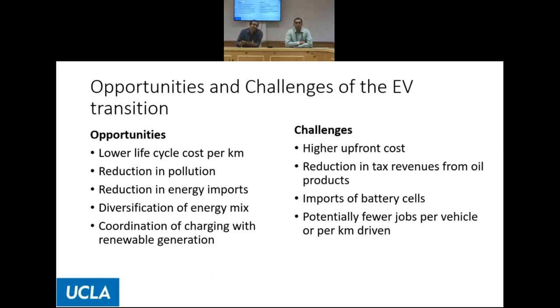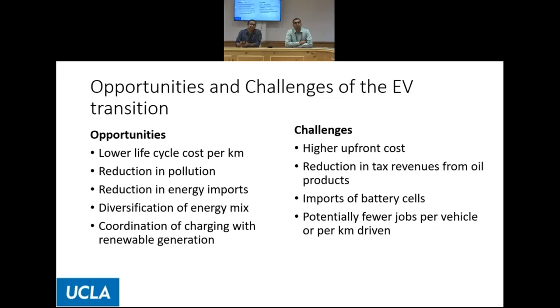I want to be clear that even with a dirtier grid, even with 60-70% coal in the mix, you get greenhouse gas benefits. Energy imports are a very big potential benefit. That's one thing that drew me to this topic.